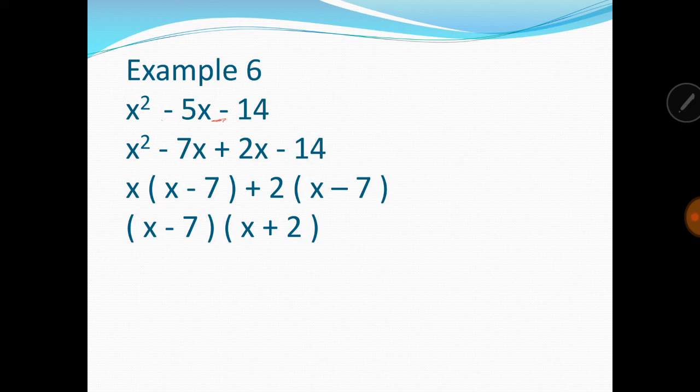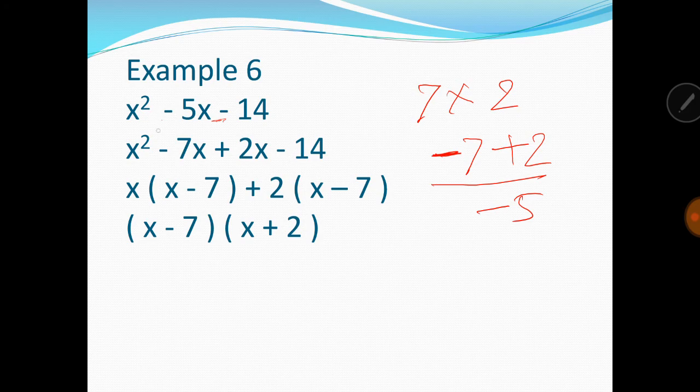This is another example with minus sign here and minus sign here. So you will find 2 factors of 14, that is 7 and 2, and when you subtract this you get minus 5. So if you want minus 5, you take minus 7 with the minus sign and plus 2, because this will give you minus 5. So when you have a minus number here, you take the bigger number with the minus sign, and the smaller number with the plus sign. So now you have two factors, that is minus 7x and 2x.